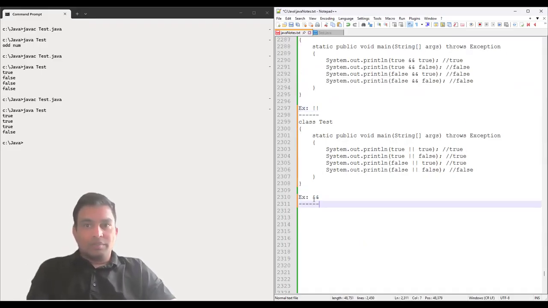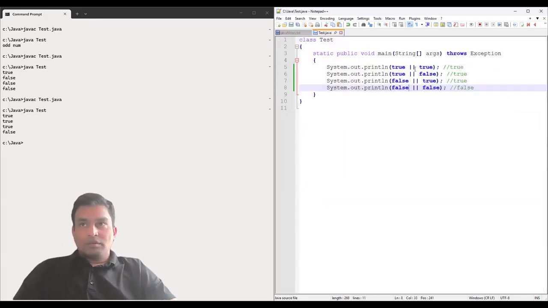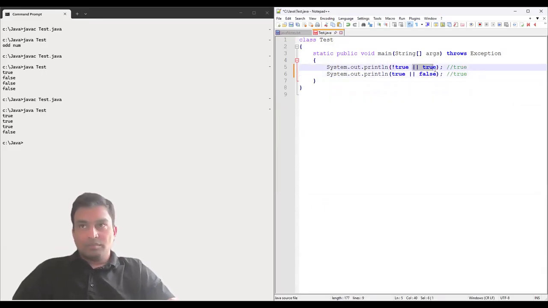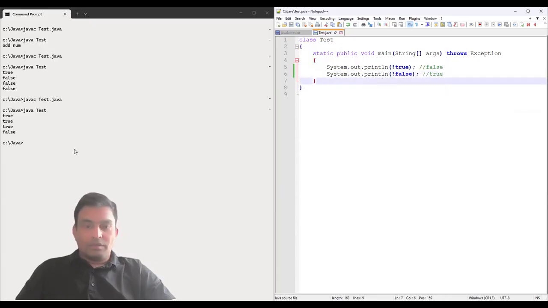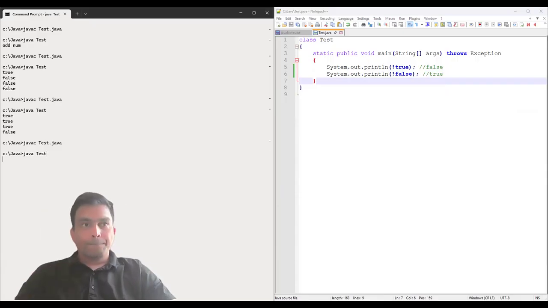Now let's see the NOT example. For NOT, if it is true, then it's going to be false. If it is false, it's going to be true. So this is going to be false. This is going to be true. Let's compile and execute this. It's going to be false and true.